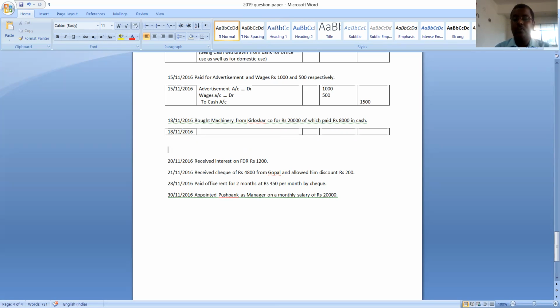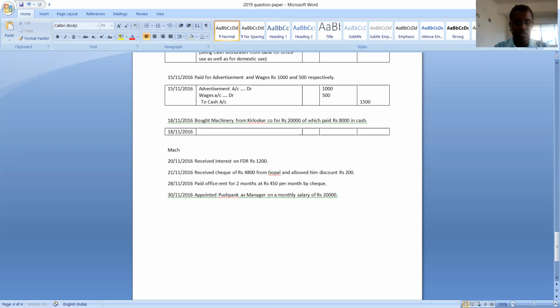It is credit, of which paid rupees 8,000 in cash. You paid 8,000 in cash, but the remaining amount is yet to be paid. It is nothing but credit. Understood? So what kind of transaction is it? It is a partly cash and credit transaction. So which are the three? Actually, here we will go across three accounts.